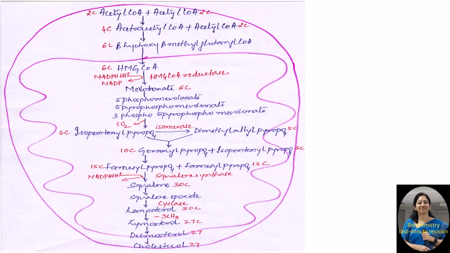Now, coming to the biosynthesis of cholesterol, this mainly takes place in hepatocytes. The pathway is partly cytoplasmic and partly mitochondrial. Two molecules of acetyl-CoA condense with each other to form a four carbon compound, that is acetoacetyl-CoA. This in turn condenses with one more molecule of acetyl-CoA to form a six carbon compound, that is beta-hydroxy beta-methyl glutaryl-CoA, also known as HMG-CoA. Now this compound enters the mitochondria where it gets reduced to form mevalonate, which is again a 6 carbon compound.